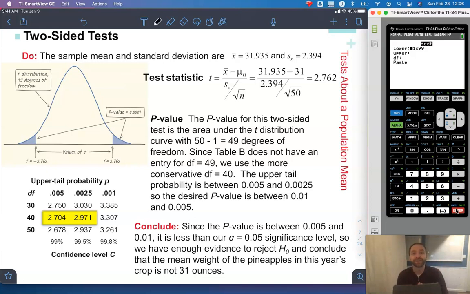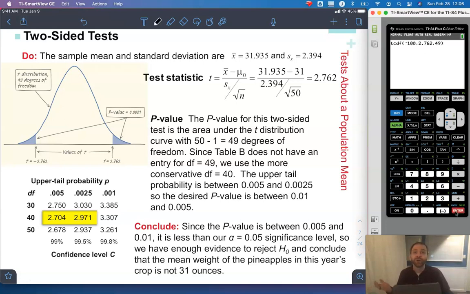I have to know how to type things in. And what happens is, you know what? It's about area to the left. So let me do negative. I'm going to do negative 100. I'll use the t-scores for this. And, well, what's my upper? Well, if I type in 2.762 with the degrees of freedom of 49, what's going to happen? I mean, hopefully it's between what I said it was going to be between, right?